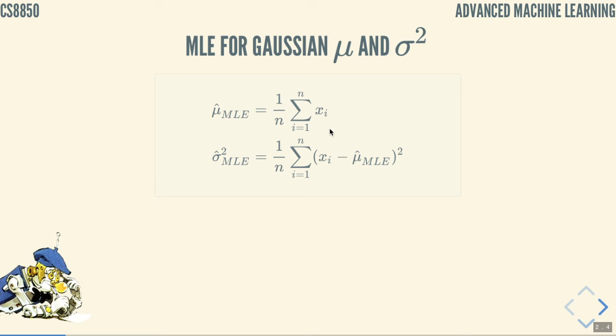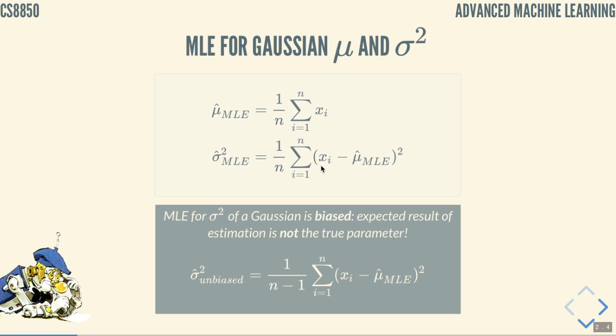which is the well-known sample mean, just the sum of all of the samples divided by n, and also the maximum likelihood estimator of the variance, which is the sum of all of the differences squared between the estimated mean and the sample.